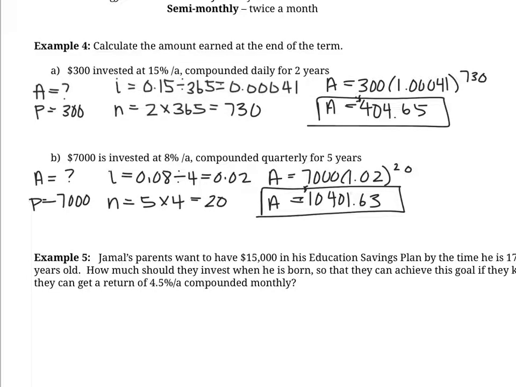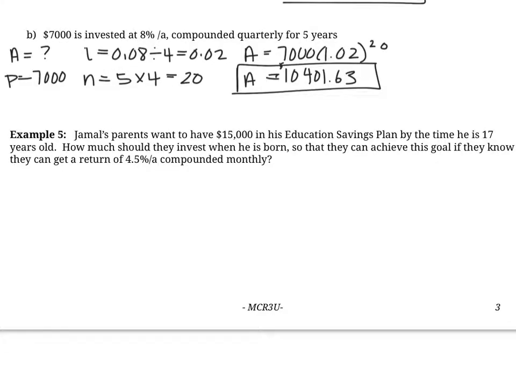So if you did it right, our principal value is $7,000. Our interest rate is 2% because we've got to divide that 8 by 4. Our number of compounding periods is 20, and when you put everything all together, we should get $10,401.63. So let's quickly finish up the last few questions.